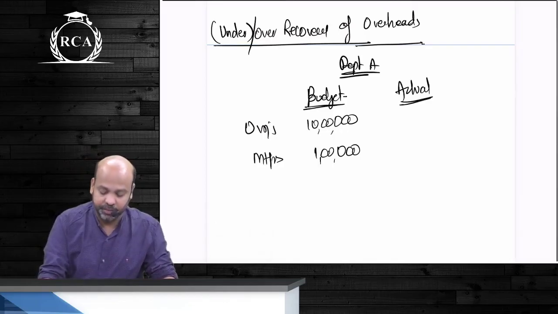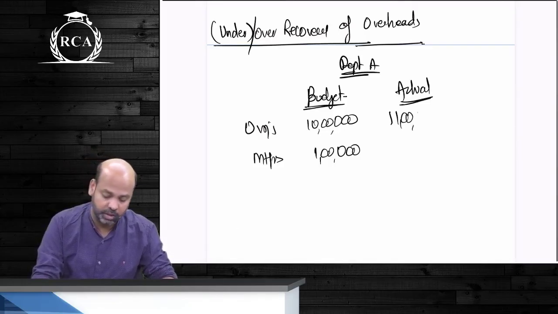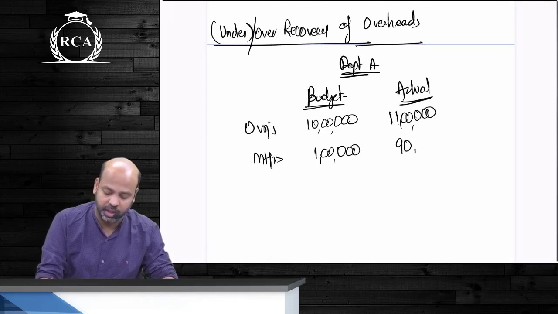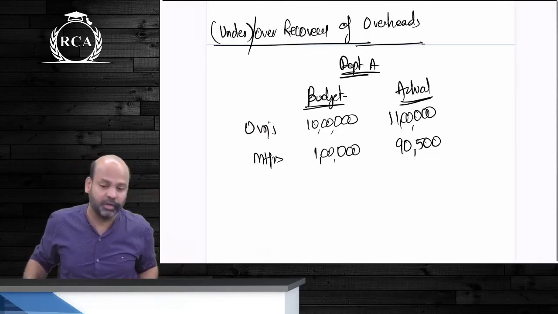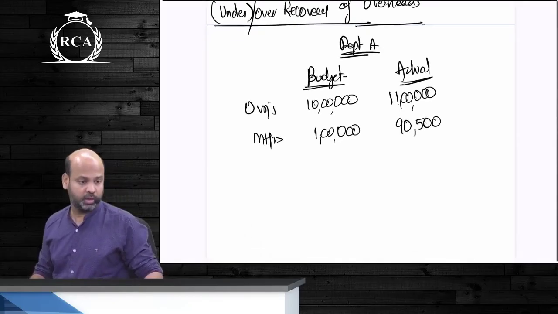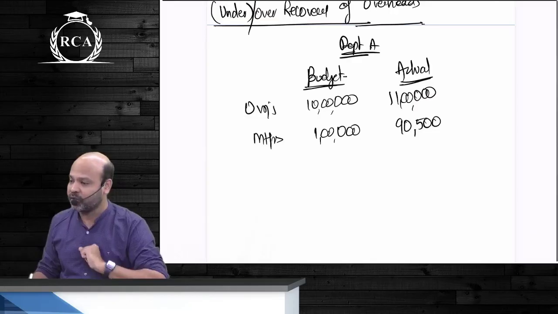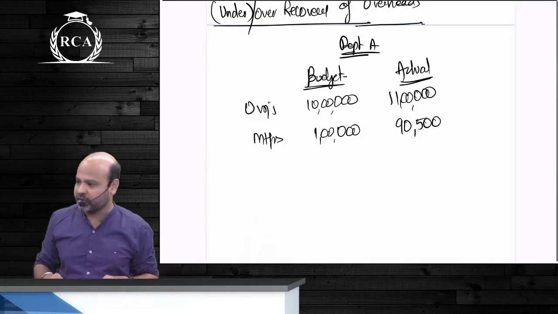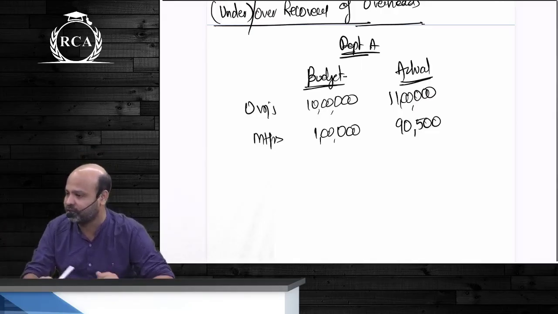Let's say, guys, that the actual overheads that the organization has incurred were 11 lakhs. The number of machine hours beta were 90,500. You worked for 90,500 hours, the amount of actual overheads beta are 11 lakhs. I never asked you to compute the overhead recovery rate again, guys. 12.15? You cannot go back at the end of the year and say, sorry, we thought it was 10 rupees, now it is 12.15.